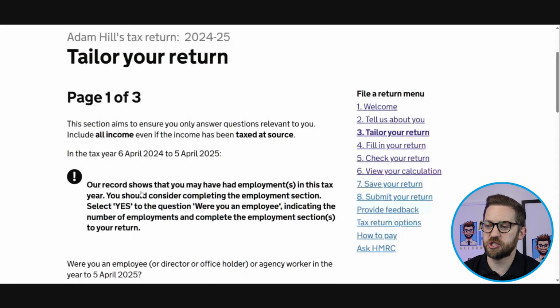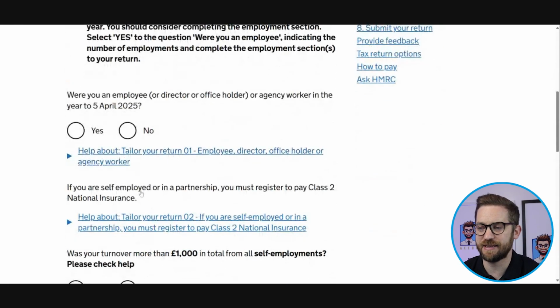The first question: were you an employee in the tax year to the 5th of April? Sometimes the portal will already know and will pick up that you had employment income, and it will tell you, we know you have this much income and you paid this much tax in this job. In my example, it hasn't picked it up this year. It has in previous years. It doesn't seem to work every year. It doesn't seem to work for everyone.